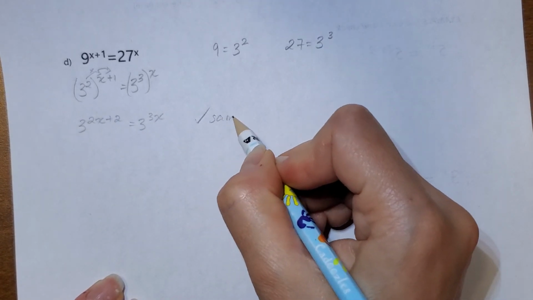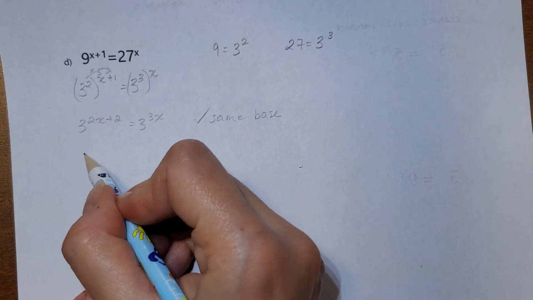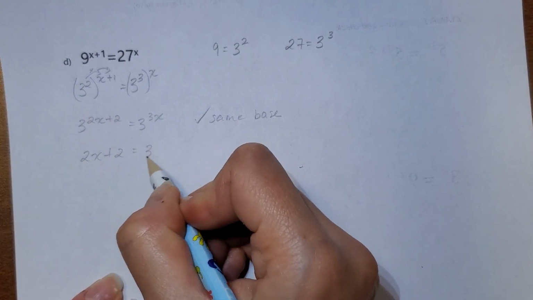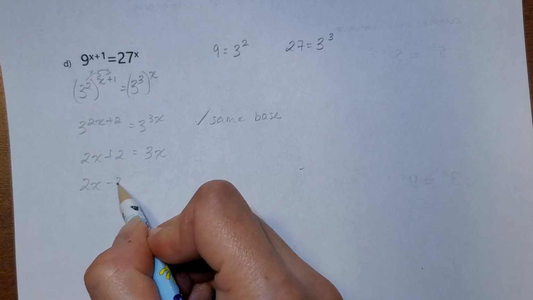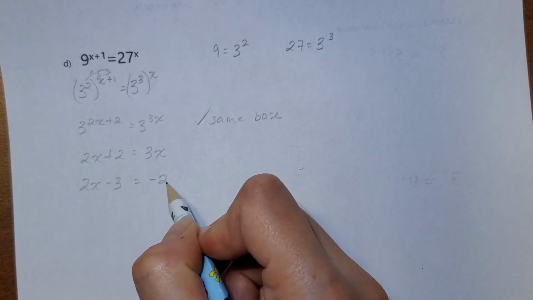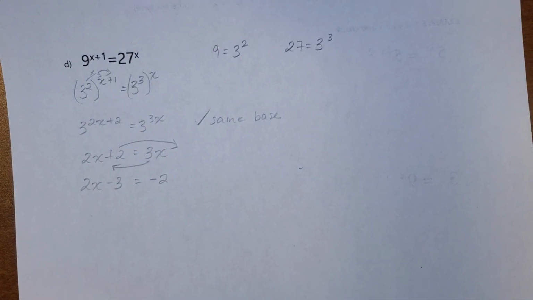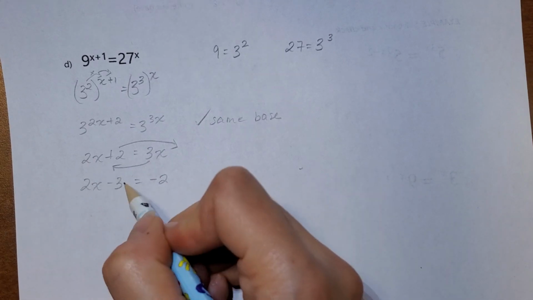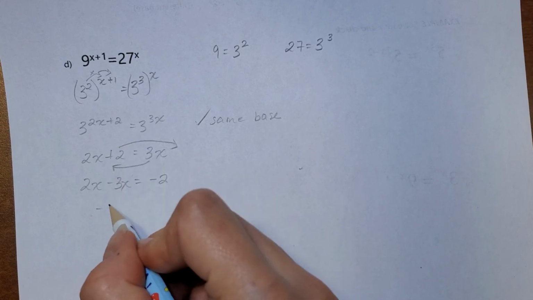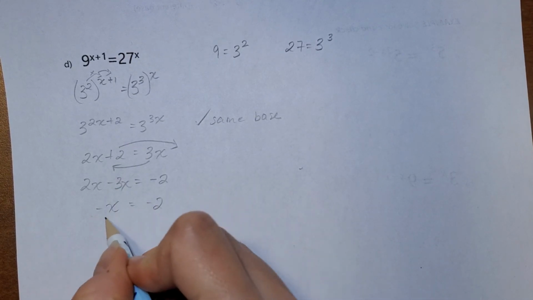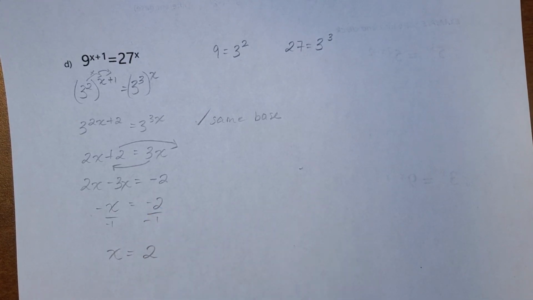Now we have the same base, so we can equate exponents. So we can set 2x plus 2 equal to 3x. Collect like terms. 2x minus 3x, minus 2. So I brought this to this side, the constant to the left side. Sorry, to the right side. 2x subtract 3x is negative 1x. Negative 2 divide by negative 1, I should say. x equals positive 2 as our answer.